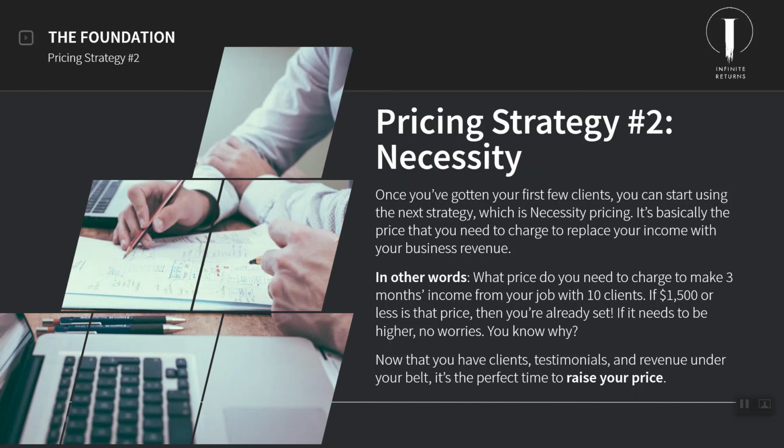Number 2 is necessity. Once you've gotten your first clients, you then move it up to the price that you need in order to basically cover your costs, right? Now that you've got clients and testimonials, you need to figure out what is our nut. This is what it costs, where I can pay my bills and things are doing well and we can move forward. Don't try to go, hey, I'm only going to coach people for $10,000.